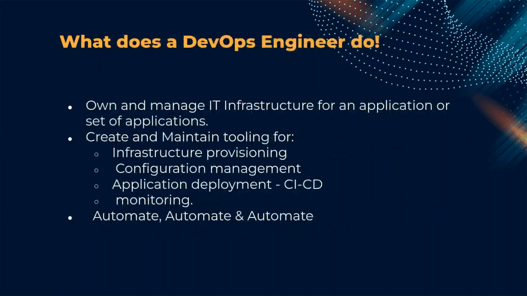Okay, so what does a DevOps engineer do? Own and manage IT infrastructure for an application or set of applications. Sometimes you might have a DevOps engineer dedicated to only one application or maybe multiple applications. He's also responsible for maintaining infrastructure provisioning, configuration management, application deployment, like CI/CD, and monitoring. Monitoring sometimes could be taken care of by other teams. And apart from all this, the core thing about a DevOps engineer is automation, automation, automation.